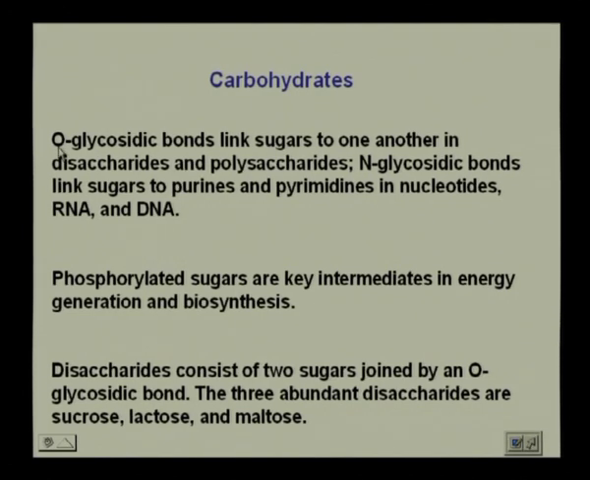So, when we have an O-glycosidic bond, we are basically forming a disaccharide, because we have two monosaccharide units linked by an O-glycosidic bond. Similarly, we will have another set of linkages that result in the formation of polysaccharides. In the case of N-glycosidic bonds, we have this linking of the sugars, the ribose or the deoxyribose, to the bases, the purines and the pyrimidines.